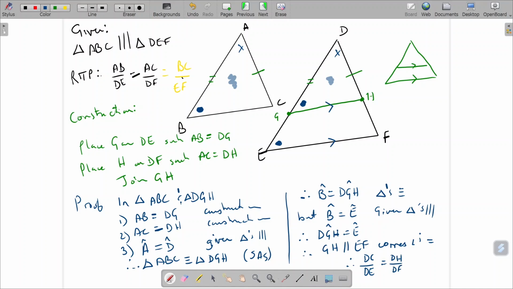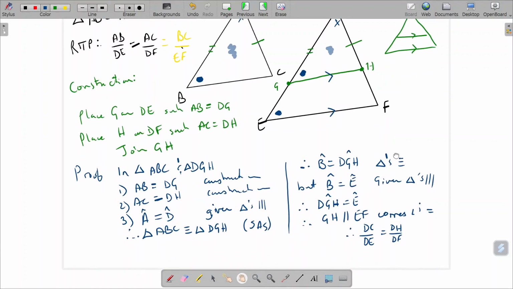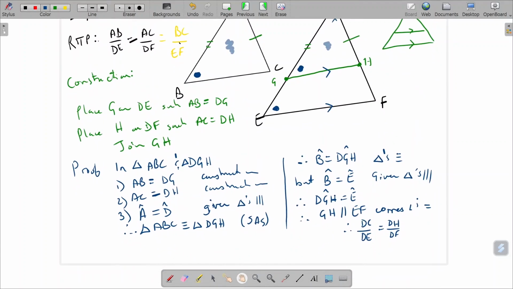And running out of space a little bit here, I do apologize, but we will move it up a little bit and we will get the final statement here, which is that therefore, since we know that DC is the same length as AB, therefore AB to DE equals AC to DF, and we have proven what we had set out to prove.